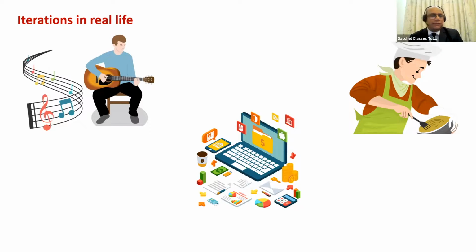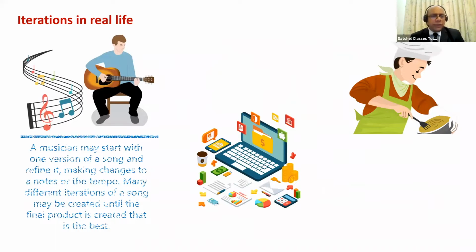Now, where do you find iterations in real life? Here are some of the examples which we can see. In terms of music, a musician may start with one version of a song. So he initially composes a song. However, that may not be his final version. He definitely goes on to refine it, makes changes to the notes and the tempo of the song. And he carries out many different iterations of that song until there's a final product which is created, which he believes is the best, right? So this trial and improvement keeps happening. This is called iteration, until he gets the final product which he's satisfied with, right? Now, this is very common in the software industry, right?